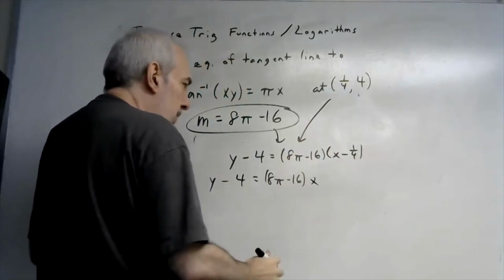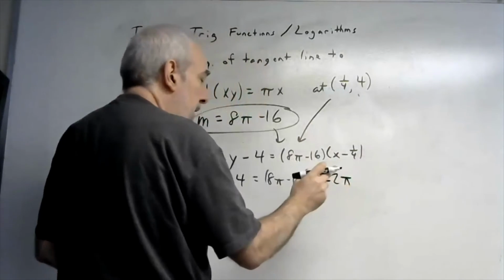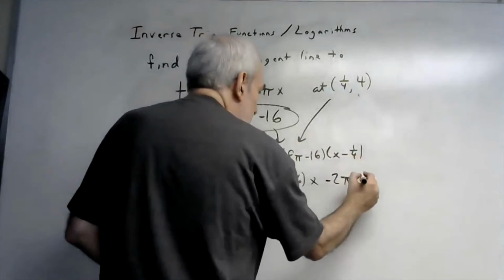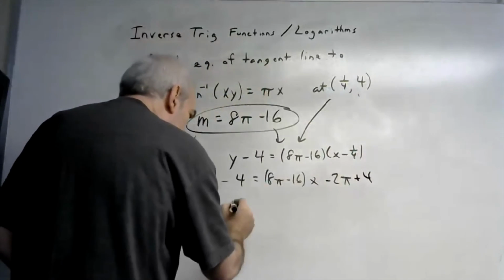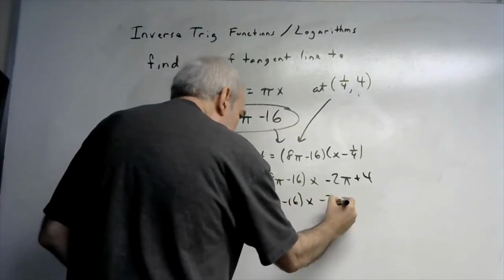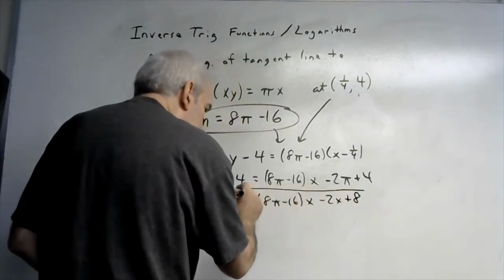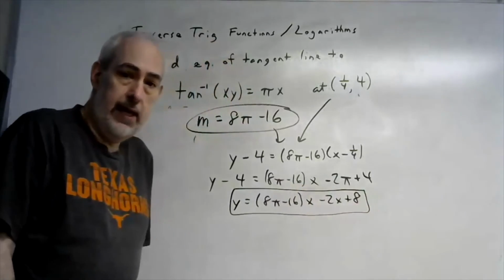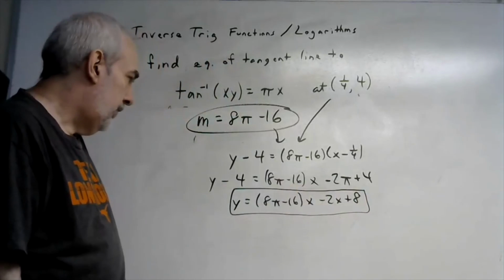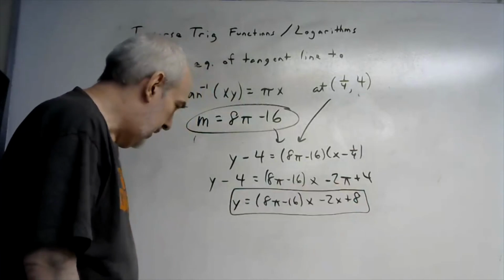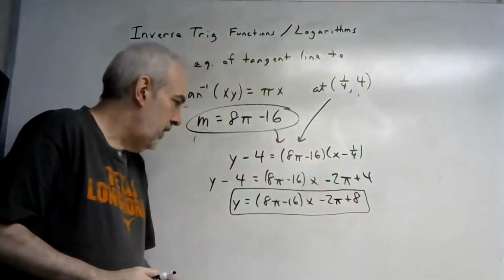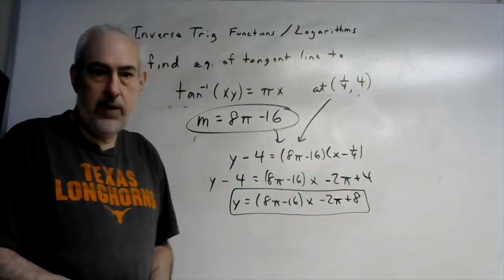8 pi times minus 1/4 is minus 2 pi. I'm sorry, I said 8x, that was 8 pi times minus 1/4 is minus 2 pi. And then plus 4. And then add 4 to both sides. So y equals (8 pi minus 16)x minus 2 pi plus 8 is the equation of the tangent line. That's the slope, that's the y-intercept. Oops, that shouldn't be an x, that should be a pi. There. So that's your slope and that's your y-intercept.